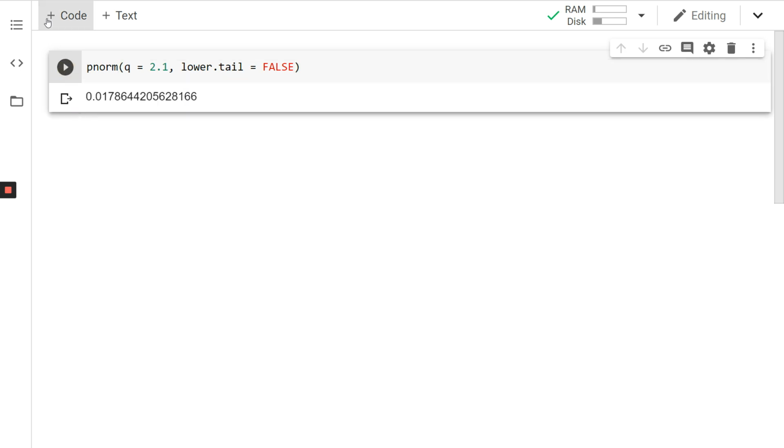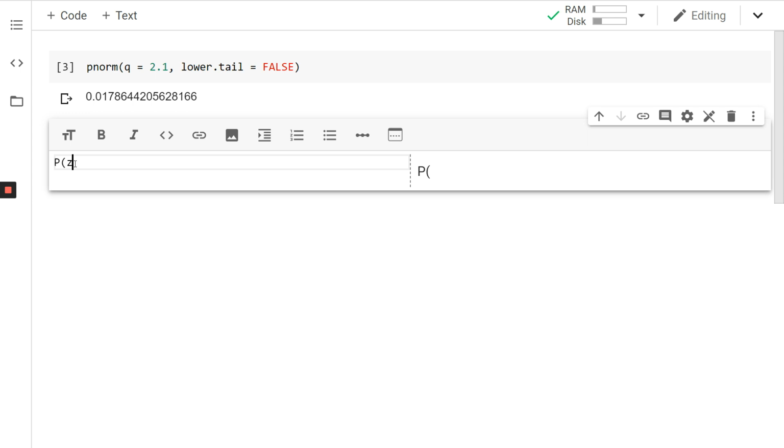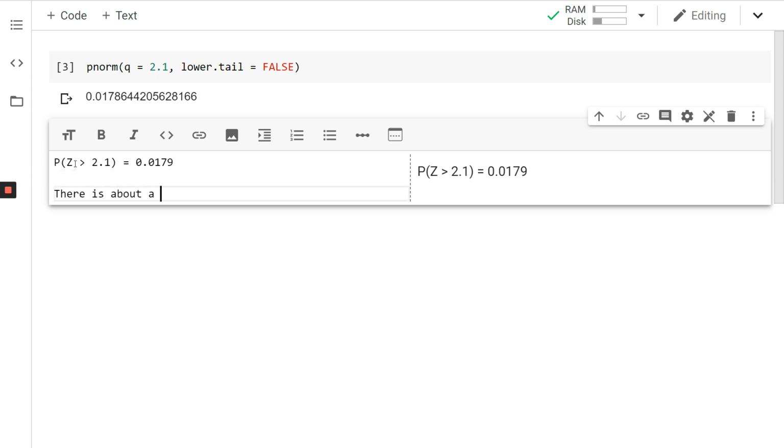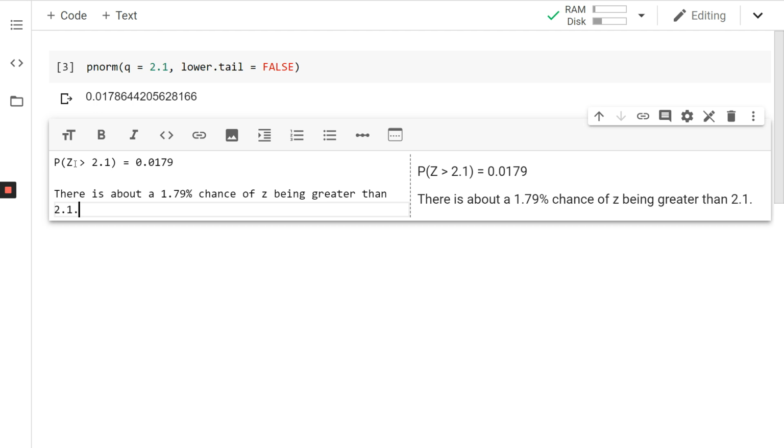And there it is. Okay, so the probability that z is greater than 2.1 is about 0.0179. There is about a 1.79% chance of z being greater than 2.1 if we were to pick a z value out randomly.